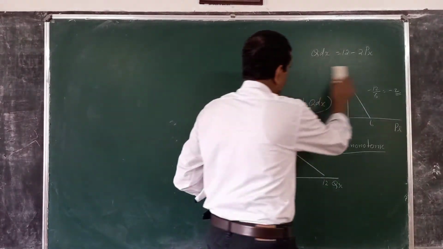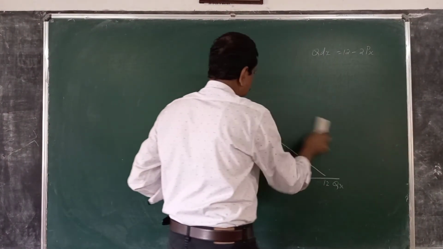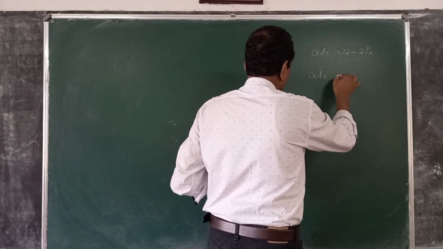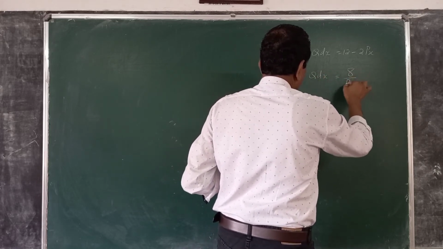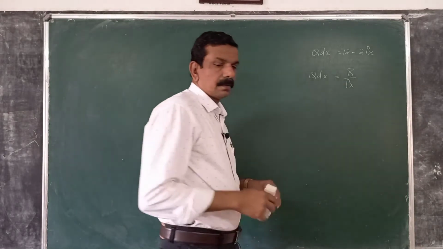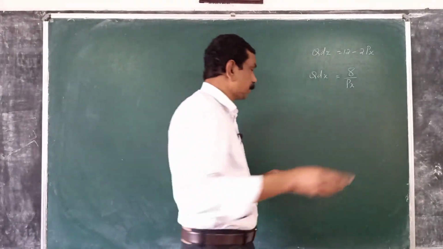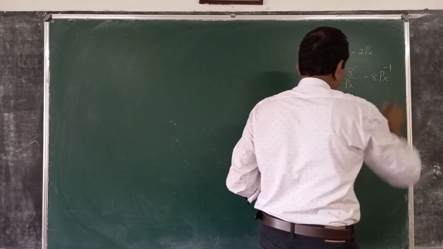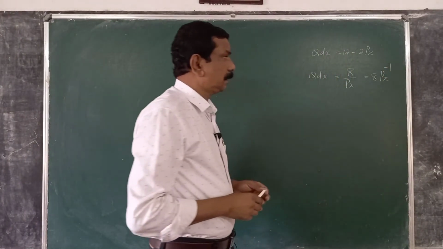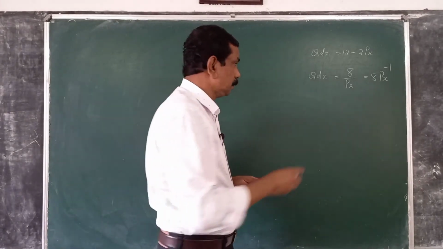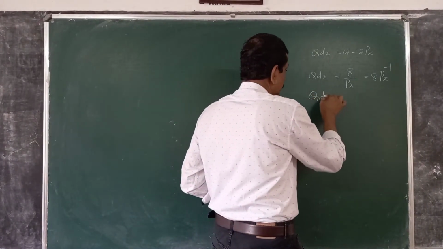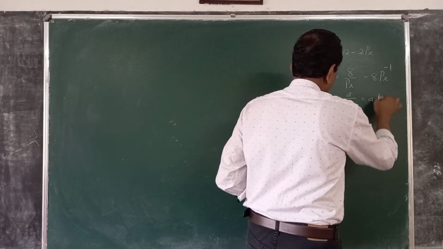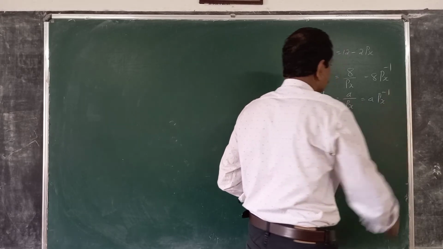Now, consider a demand function like this. Qdx is equal to 8 minus Px. Qdx is equal to 8 into Px raised to minus 1, or Qdx is equal to a by Px, which is equal to a into Px raised to minus 1.